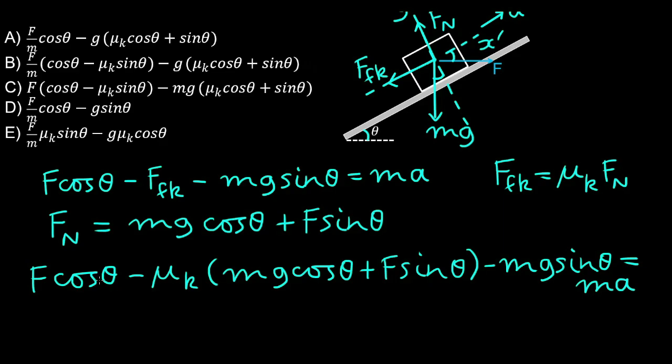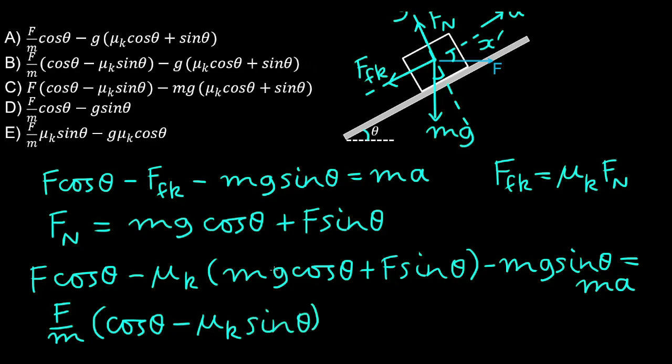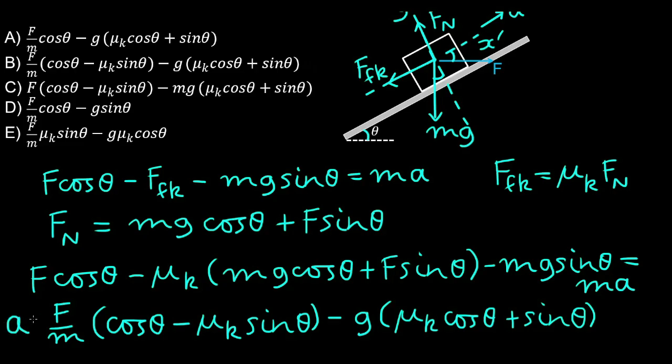And now if we do a bit of algebra, we can divide through by m. So we have F on m, and that's multiplied by cosine theta minus mu k sine theta. And then we can factor out g. So we have mu k cosine theta plus sine theta. And that's thereby equal to the acceleration of the block. So the correct answer is B.